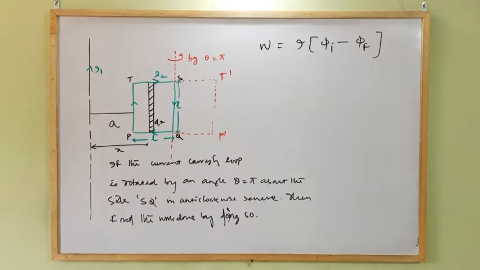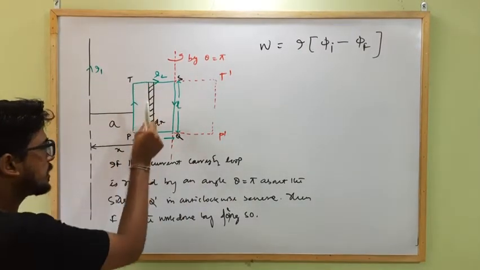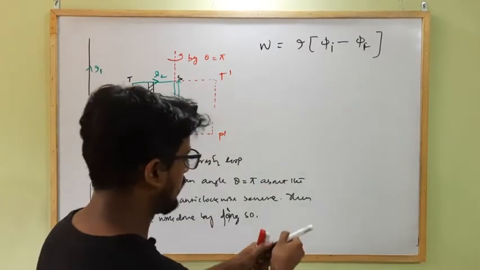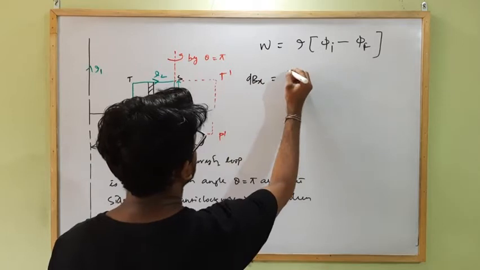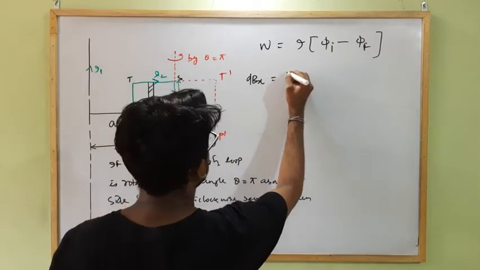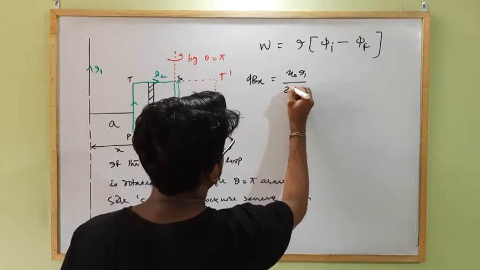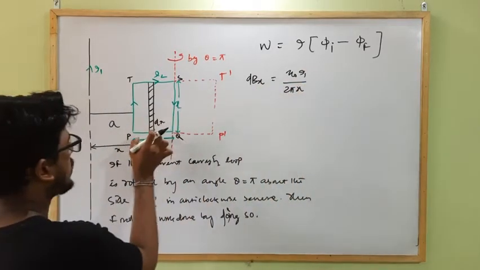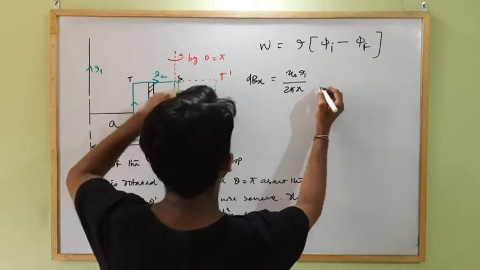So now how to find this? At a distance x we have to consider a strip. For this, what will the magnetic field strength dB at x be? This is an infinitely long straight current carrying conductor, so μ0 I1 divided by 2πx will be the magnetic field strength at x, and the area will be L dx.